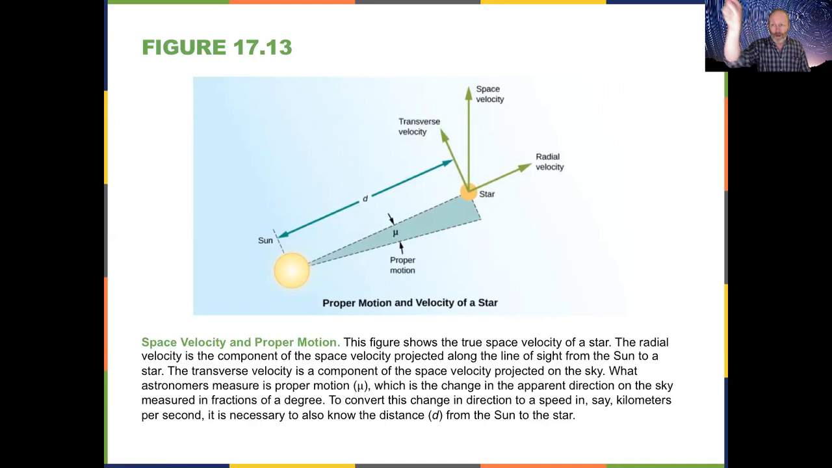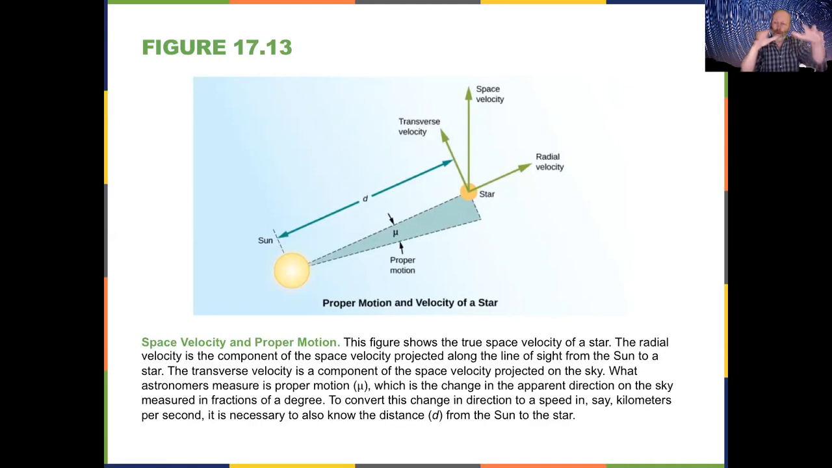It could be doing this, or this, or this. There are all sorts of different things. Plus, our own star is moving through the galaxy as it goes around the galaxy. It's actually going up and down and up and down and up and down.